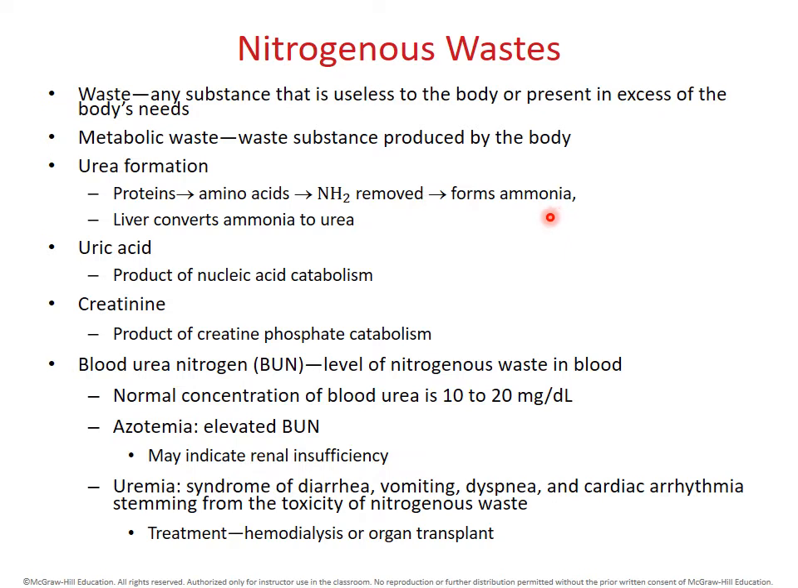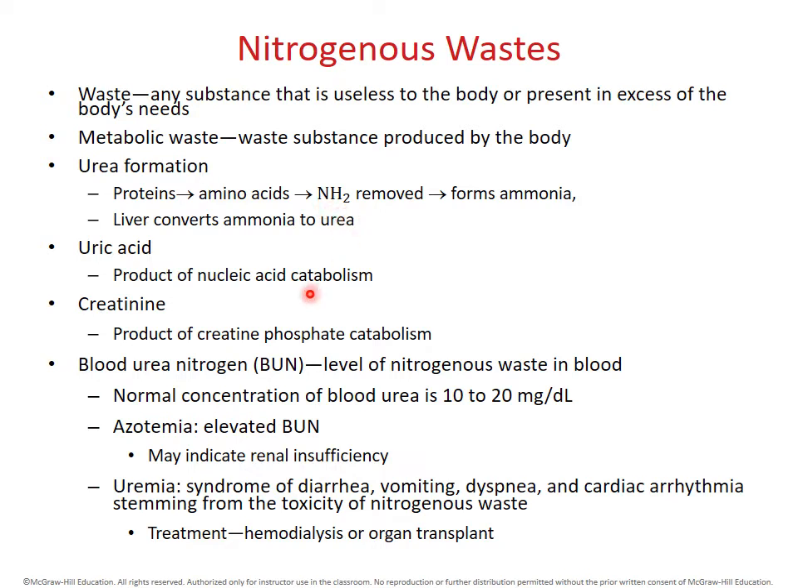Ammonia is a fairly toxic compound, so we can't have tons of ammonia accumulating in the tissues. And so what happens is that ammonia is sent to the liver, where the liver does one of its main jobs, which is usually detoxification. And the liver converts ammonia to a less toxic compound known as urea. And again, that constitutes about 50% of the nitrogenous wastes.